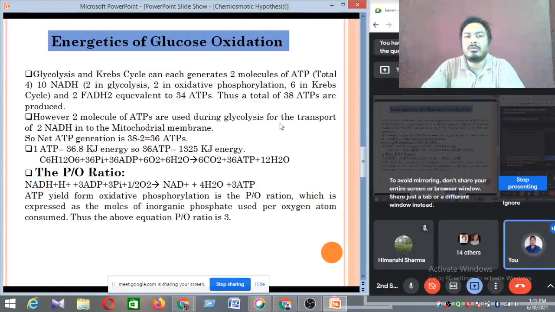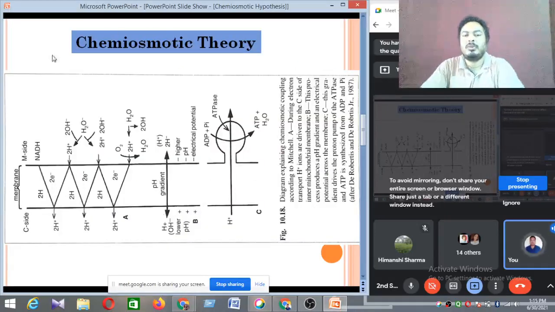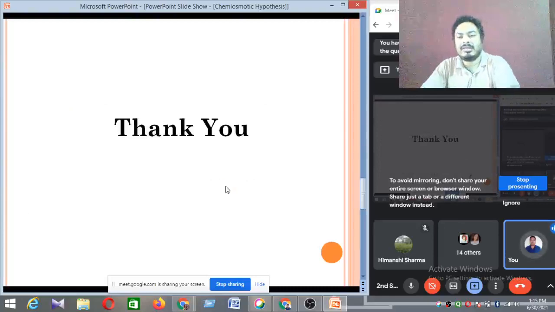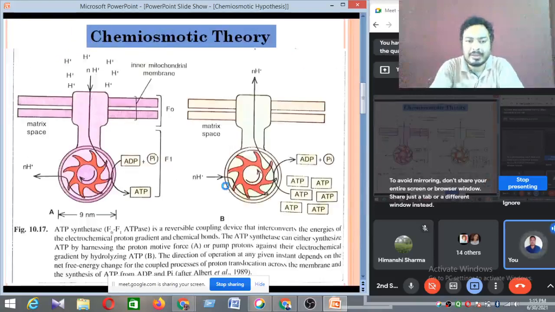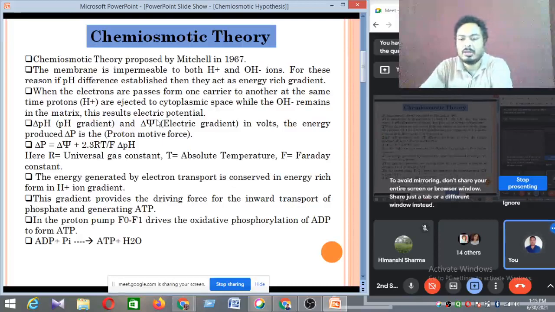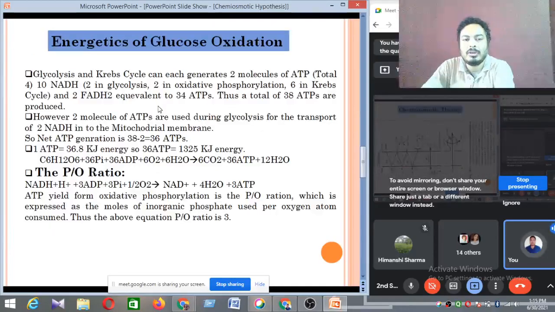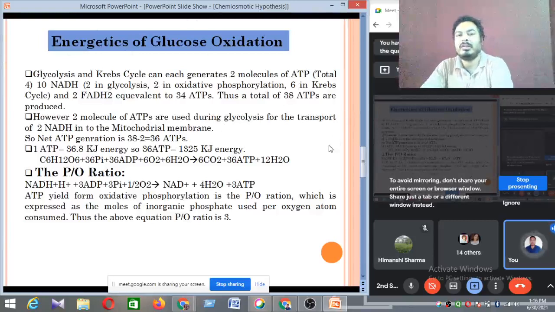And this is the energetics of the glucose oxidation, and this is the total chemiosmotic theory of mitochondrial membrane transport. Okay, so this is about the chemiosmotic theory. In your examination, a question may come as a short note: write a short note on chemiosmotic theory. In this short note, you have to write details about these parameters. You have to draw this diagram, you have to write these particular points, and you have to write the energetics of the glucose oxidation and the P by O ratio. This is a short note on chemiosmotic theory of mitochondria.